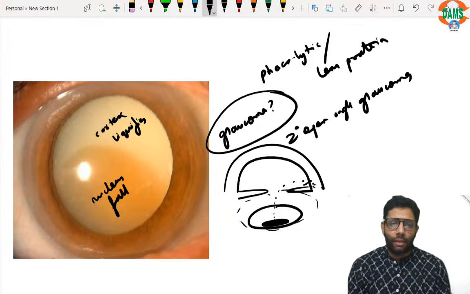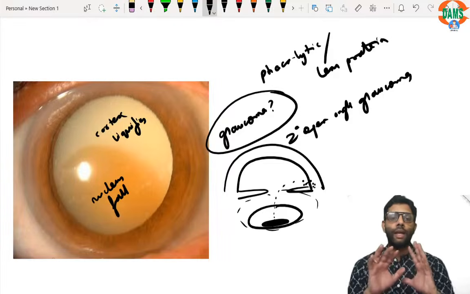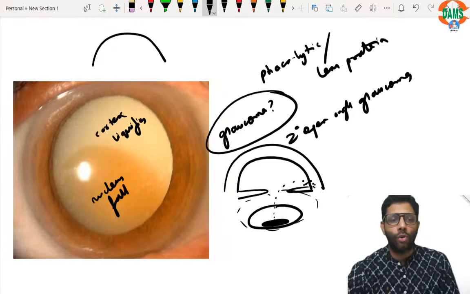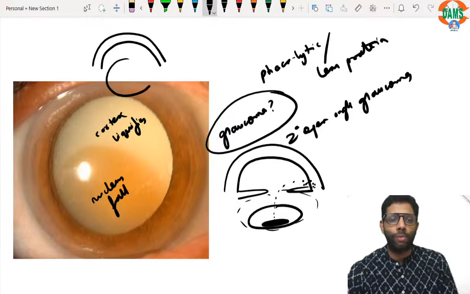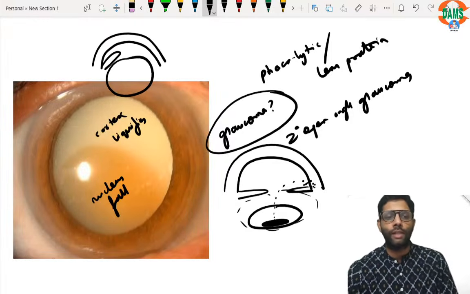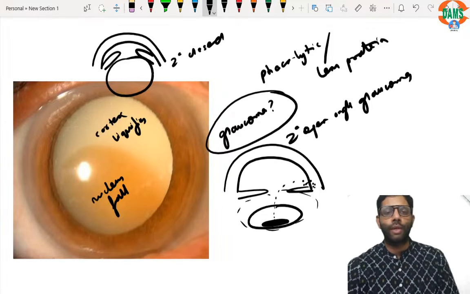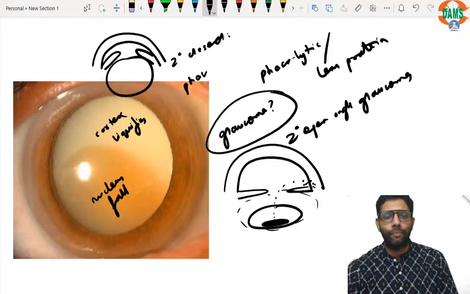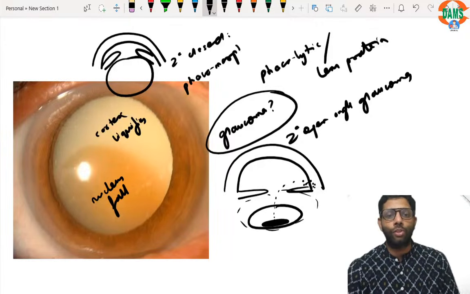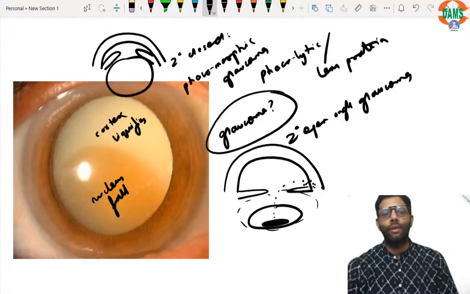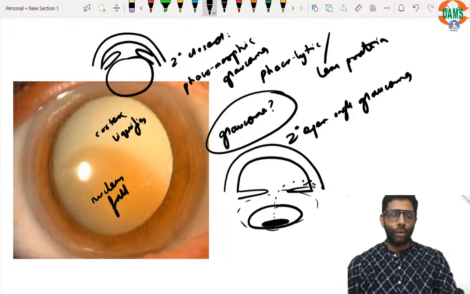hypermature Morgagnian cataract. In comparison, you have to compare with intumescent cataract, when the lens is swollen. Tell me this answer. Which glaucoma can be seen in this? When the lens is swollen, intumescent cataract will lead to pushing of the iris, closing the angle, secondary closed angle, known as phacomorphic glaucoma. Morphology of the lens is changing. So phacomorphic, shallow AC. Phacolytic, deep AC.